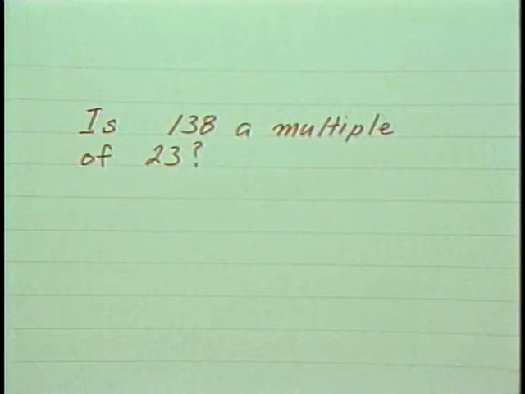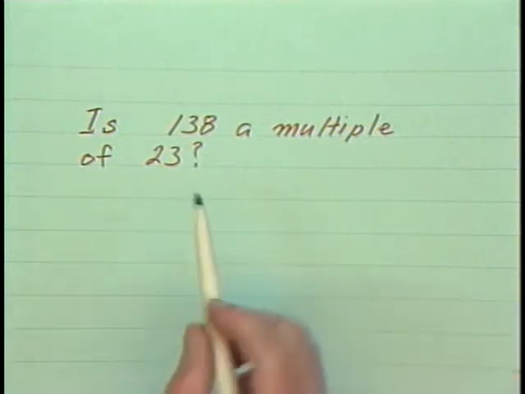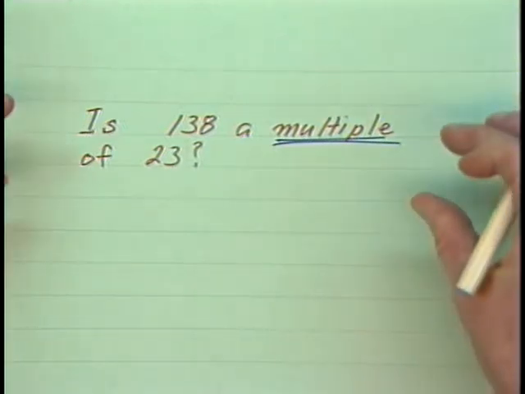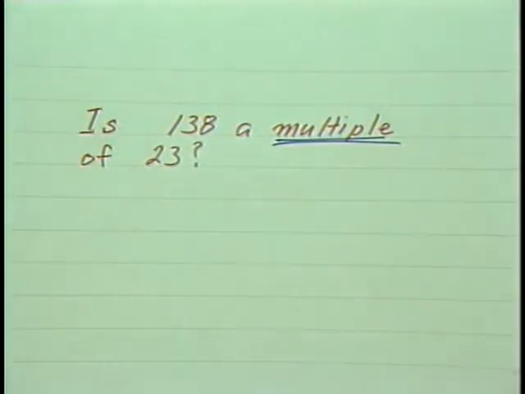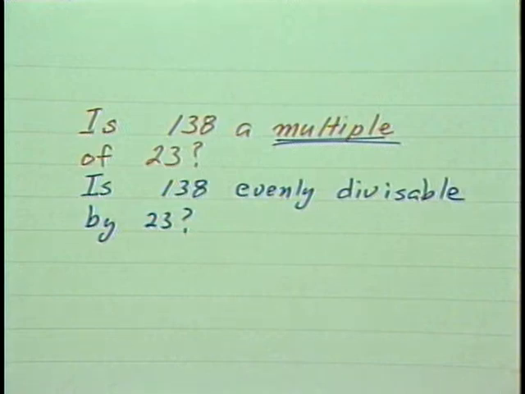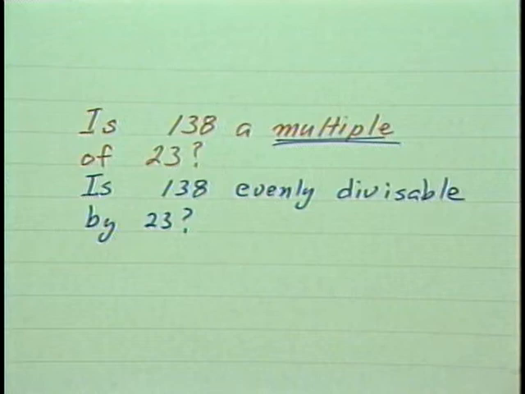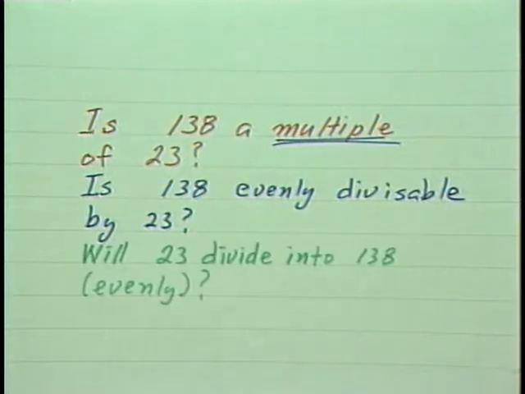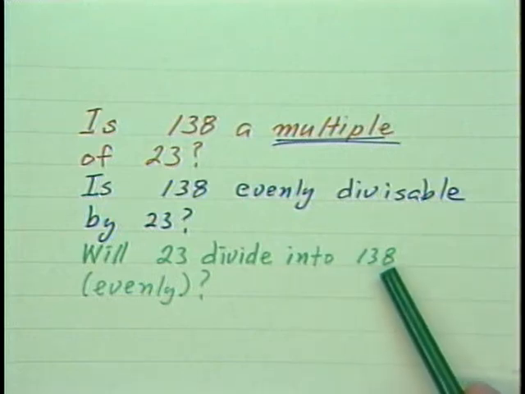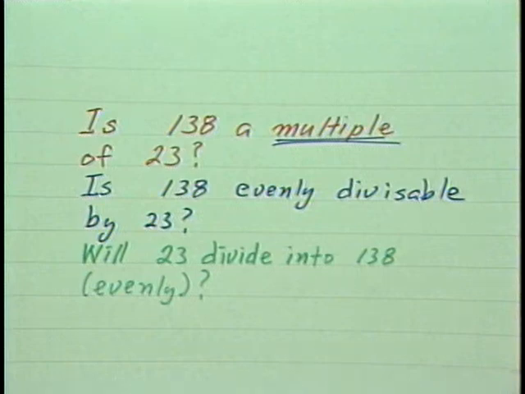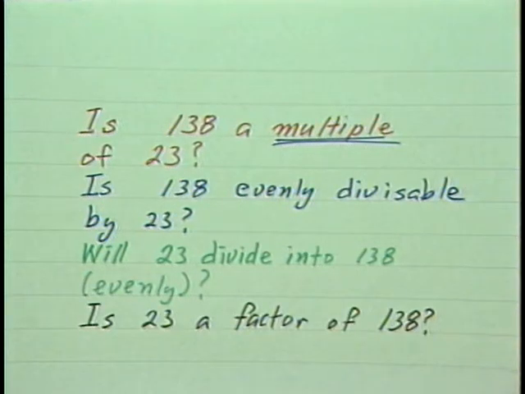The question is, is 138 a multiple of 23? That question can be restated in the form, is 138 evenly divisible by 23? Or we could have said, will 23 divide into 138? Or we could have said, is 23 a factor of 138?